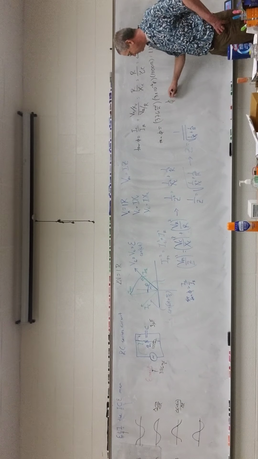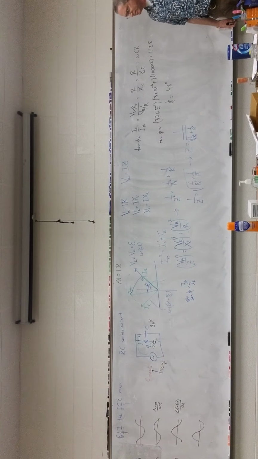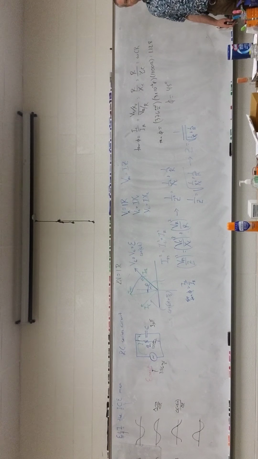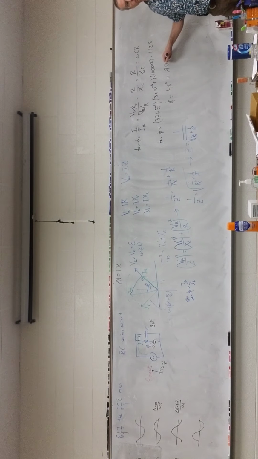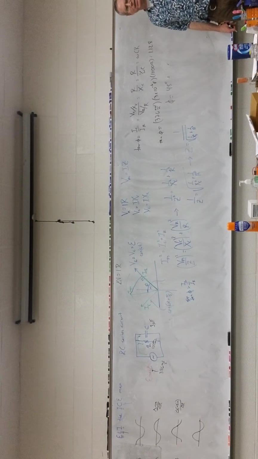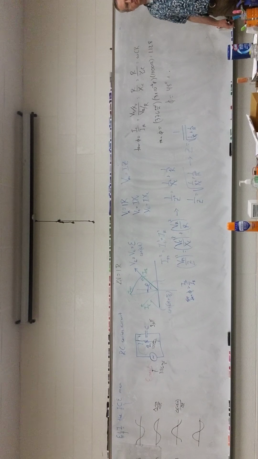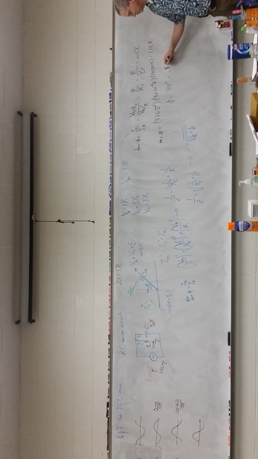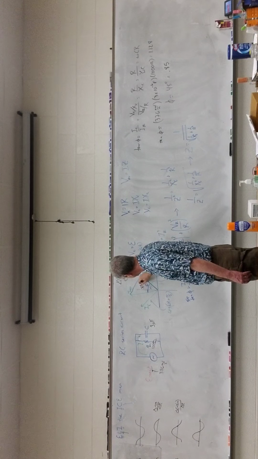All right, so phi would be 48 degrees, and how many radians is it? One point five five? Maybe. No, 1 radian is 50 something degrees, so it has to be less than 1. 0.85. And so this angle right here is 0.85 radians.